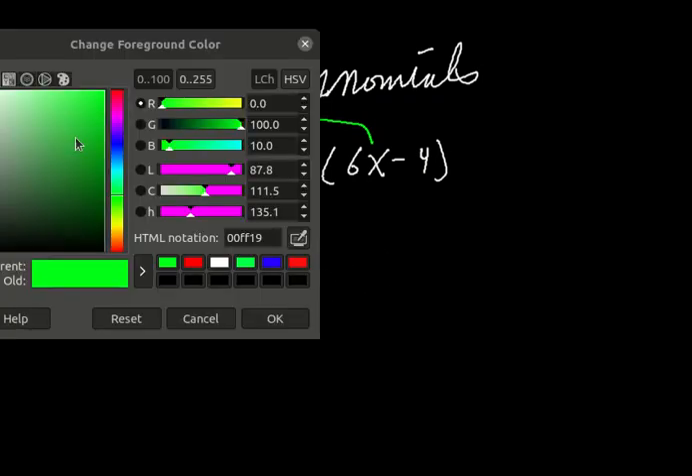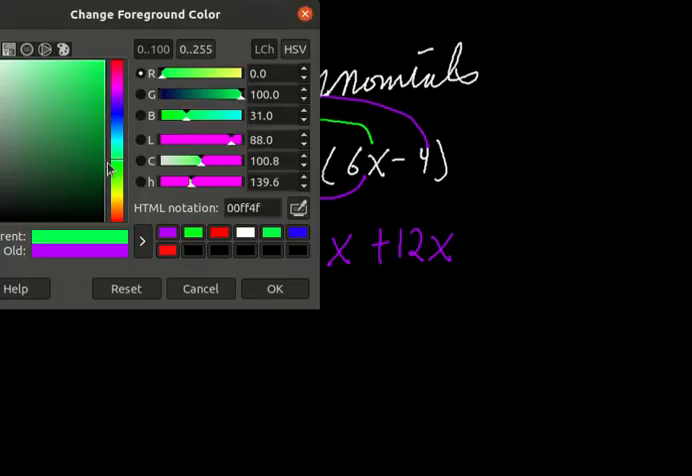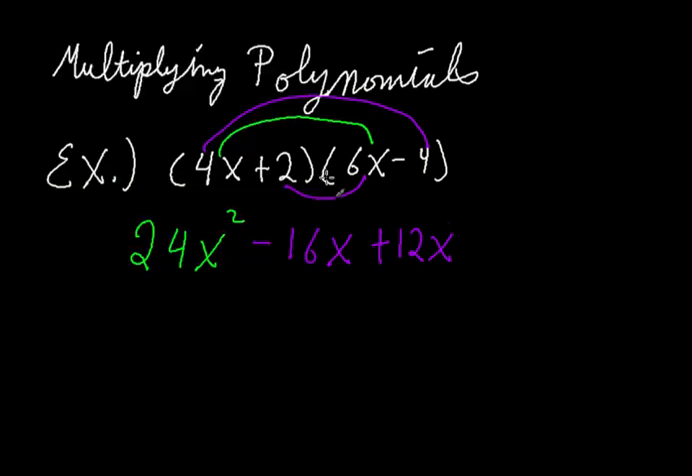Okay, well then next, let's switch colors. Next, I'll go 4x times negative 4. Well, 4 times 4 is 16, so this must be negative 16x. All right. Then I have 2 times 6x. Well, here, I'm going to write this there. So 2 times 6 is 12, so plus 12x. And I'll change colors again. And then 2 times negative 4 is negative 8.